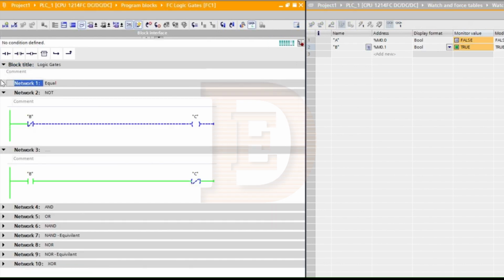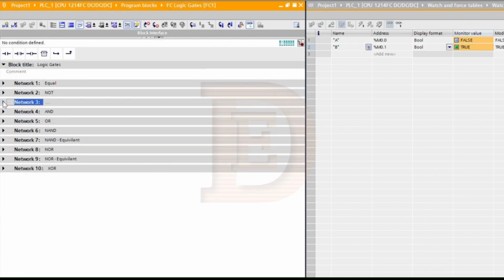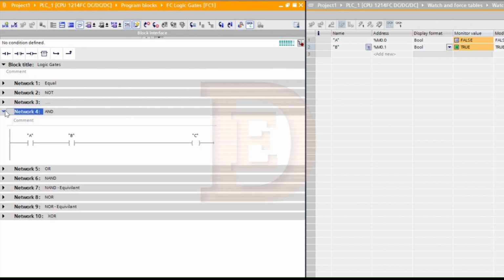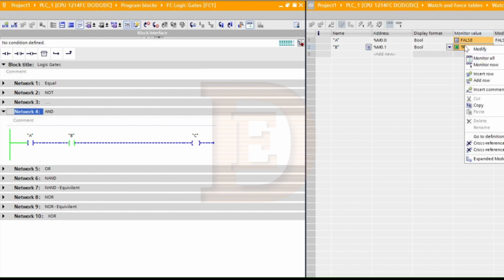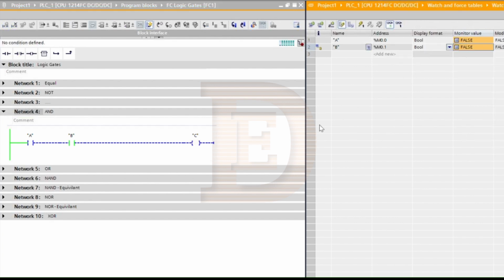Now, as we understand these main elements, which are the not for the input and not for the output, and the equal for the input and equal for the output, we can go straight to the logic gates. The logic gates as we know them are AND, OR, NAND, NOR and their equivalents, and then the XOR. We're going to start with the AND signal, or the AND logic gate.